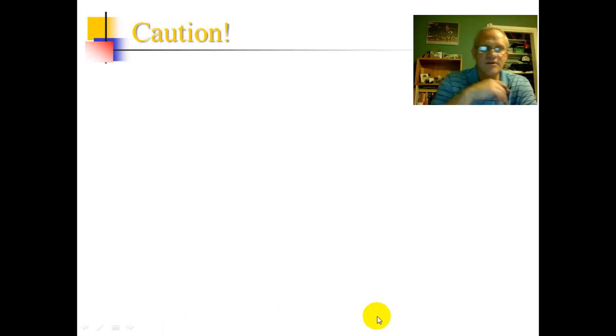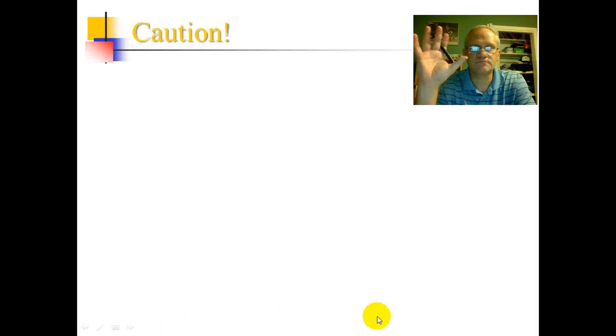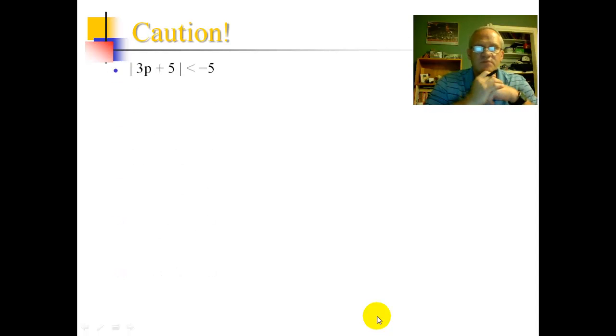All right, couple things here. Caution! Couple of things that could happen. First of all, look at this one. Absolute value of 3p plus 5 is less than negative 5. Now you might be tempted to go ahead and work that out and do 3p plus 5 is less than negative 5 and 3p plus 5 is greater than positive 5. But think about this for a second so you can save yourself some work when you see this.